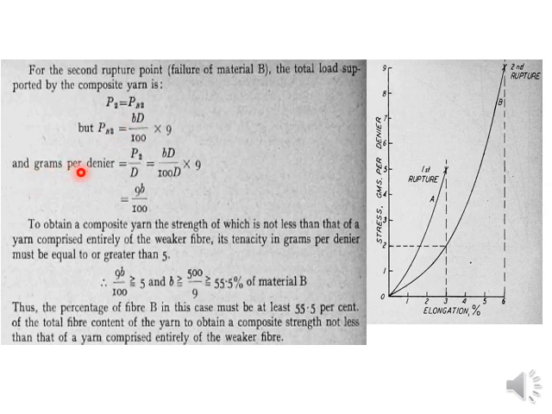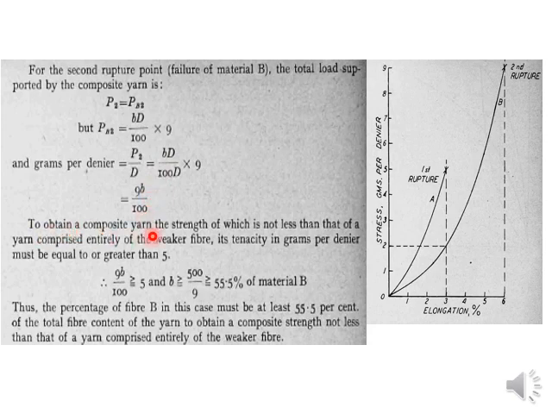Now again we convert the load into the load of the composite yarn. We add the load of individual fibers and then convert the combined load of the composite fibers into the stress of the composite yarn, in gram per denier. Again we are calculating P2 by the denier of the composite yarn. So BD by 100 into 1 by D into 9. D will cancel this D, so it becomes 9B by 100.